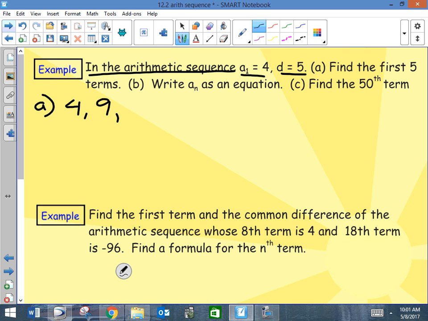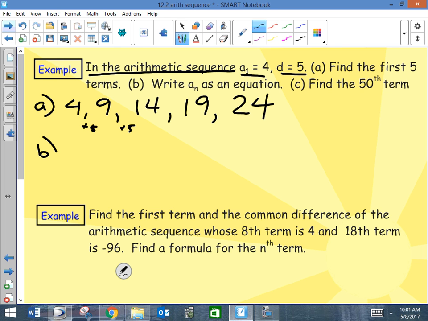Wait, I'm catching up. You're adding 5 each time. Oh, 14. Okay. What's the fourth term, Bridget? 19. And number 5, Melanie, is 24. Okay, those are the first 5. We're adding 5 to the preceding term to get the following term.